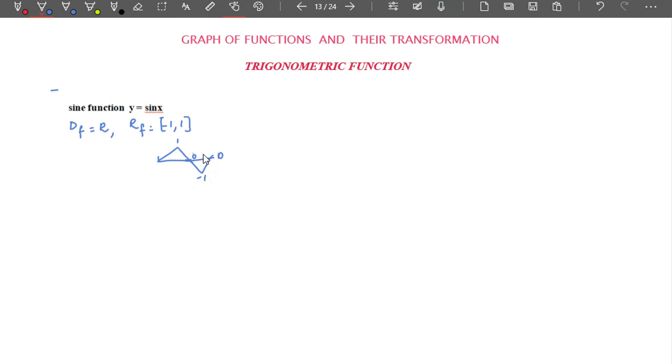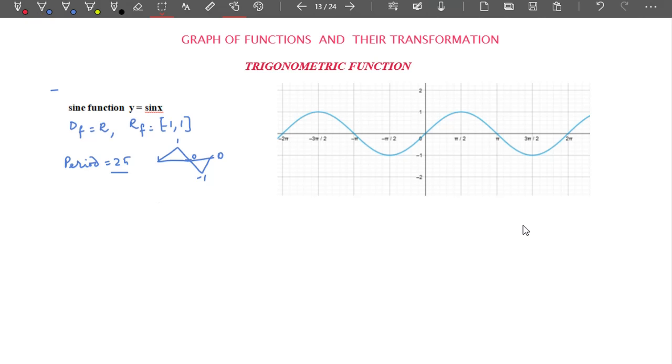After that, sine repeats its value, because sine x is a periodic function. Its period is 2 pi. So the value will be repeated, so the graph will be repeated. Okay, let's have a look. This is the graph of the sine x. Its value is 0 at 0, and then it is 1 at pi by 2. Then it's 0 once again at pi, what I have told.